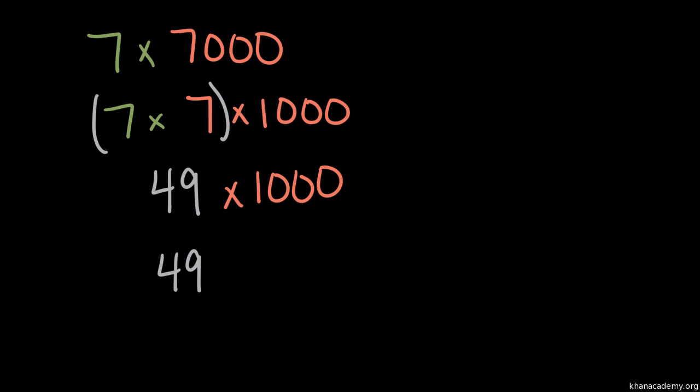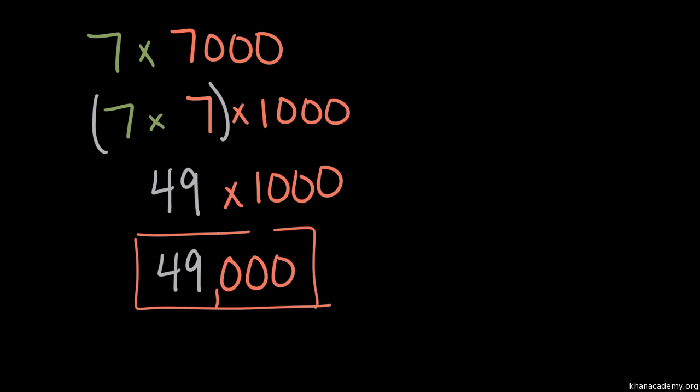Which we can write as 49. And this time, maybe the pattern's becoming clear, we're going to have 3 zeros on the end. So it will be a 49 with 3 zeros, or 49,000. Just like up here, 7 times 1,000 was a 7 with 3 zeros. 49 times 1,000 is a 49 with 3 zeros, or 49,000. Let's look at this as a pattern.